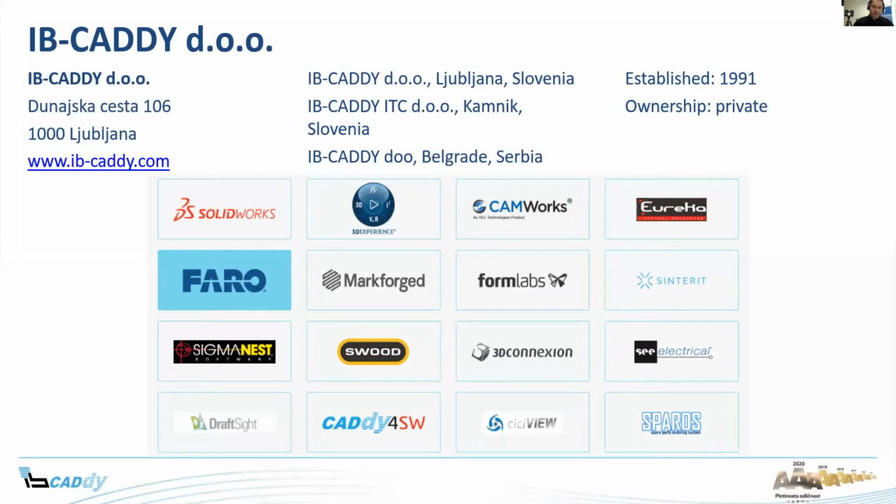I will make a short presentation of our IB-CADDY company. Actually, we have three locations. One is Ljubljana, the second one is Kamnik, also in Slovenia, and the third location is in Belgrade, the capital of Serbia. We have been working since 1991 in different fields of industry with different solutions, software, and also hardware solutions. But today we will talk more or less about FARO solutions in the segment of public safety and forensics.